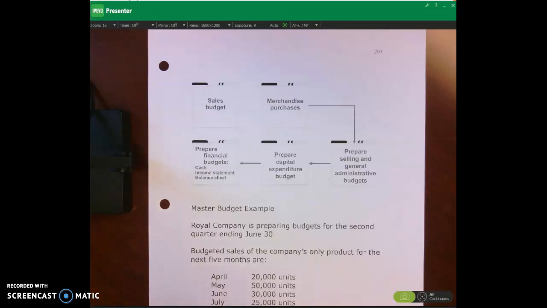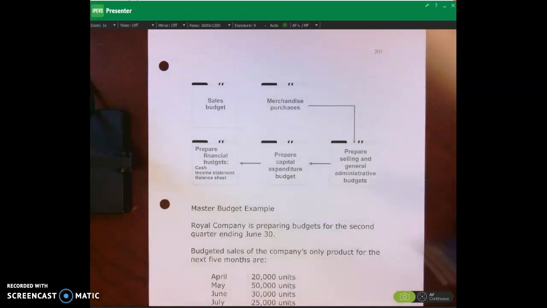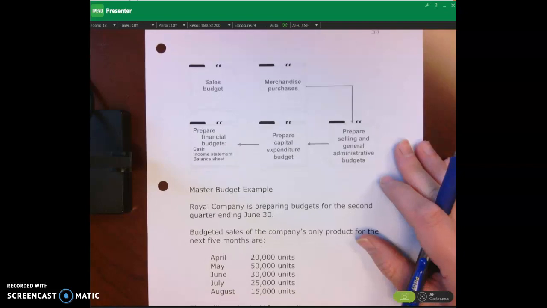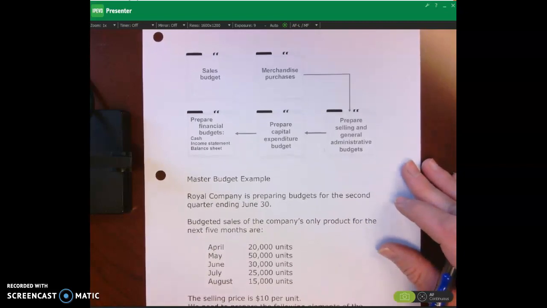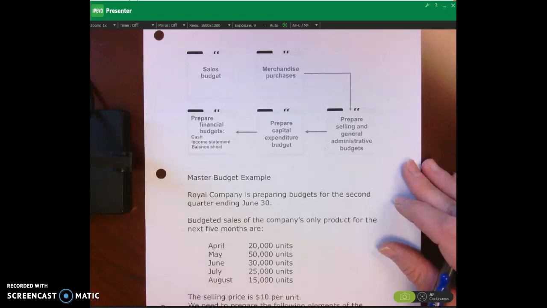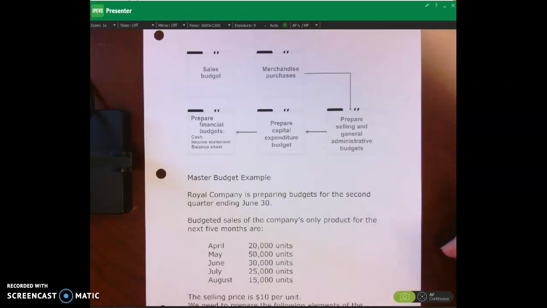Hello and welcome. In this lecture video, I'm going to go through and talk about the components of the master budget. Using this example, I'll talk about the components of the master budget on a fairly high level, and then I'm going to go into detail on how to create the sales budget and also the schedule of cash collections, also known as the schedule of cash receipts.